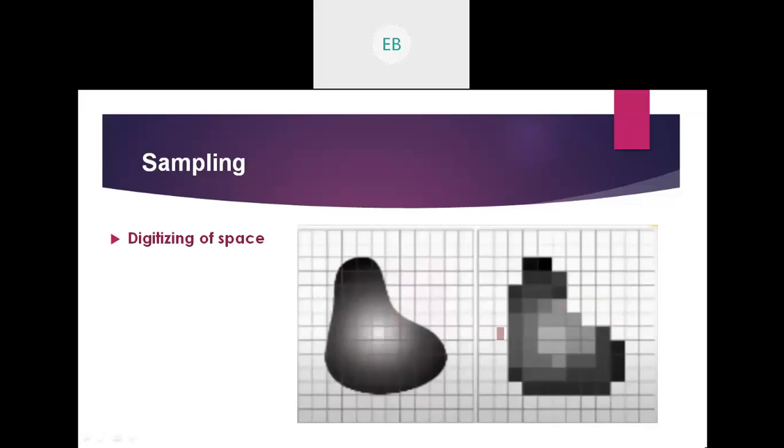Suppose we are considering a colored image. If 50% or more of the pixel is colored, then we color it, say black; otherwise we leave it blank. I'll go through this concept again.